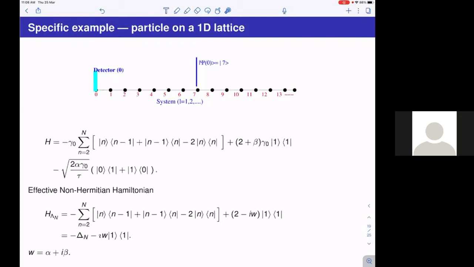If we follow our previous prescription, then we get this effective dynamics where there's a discrete Laplacian giving evolution on the system, and then there's an imaginary potential at site 1. This imaginary potential is related to various constants. Alpha is the coupling strength, and beta is a parameter that I have introduced. Note that the dissipation is given by minus i alpha, and this makes sure that the wave function will always decay and not blow up. It's always a sink term, and there's no source. So alpha is always positive.